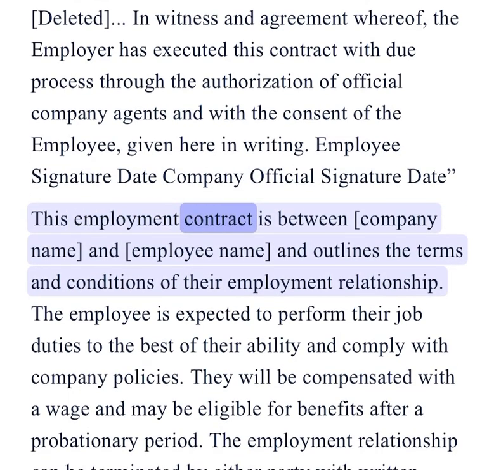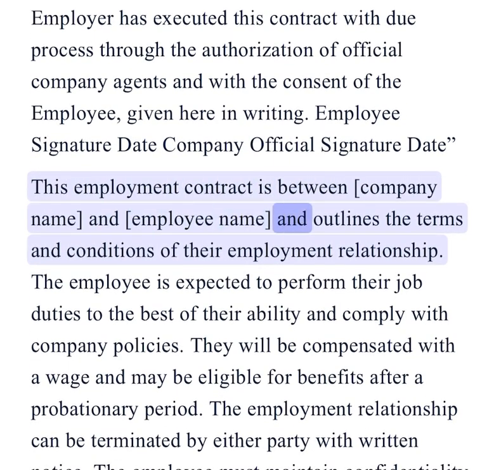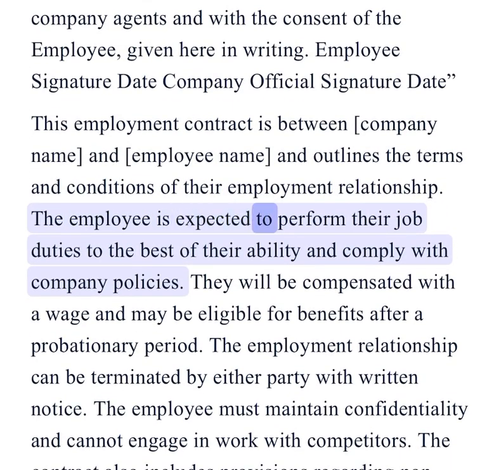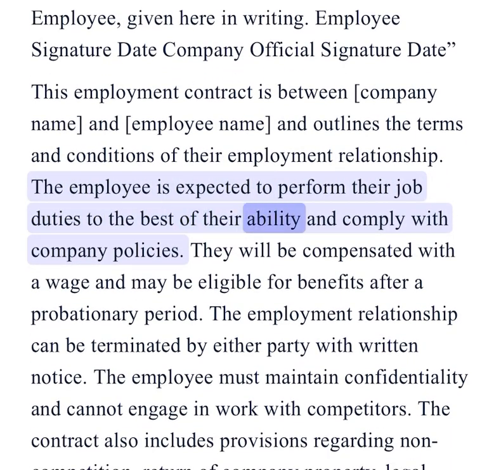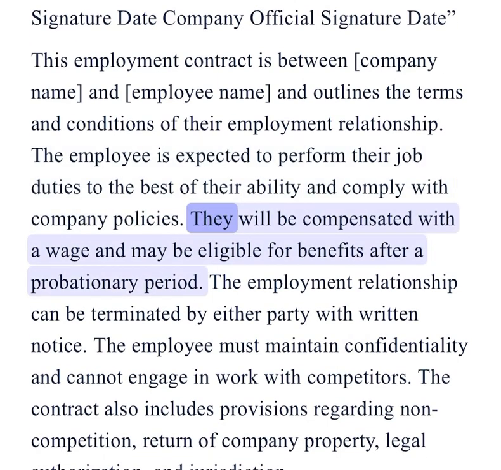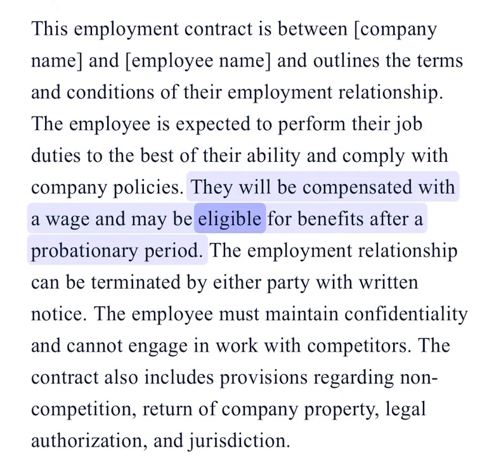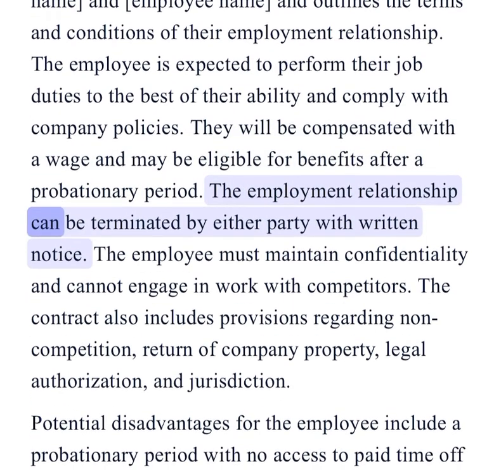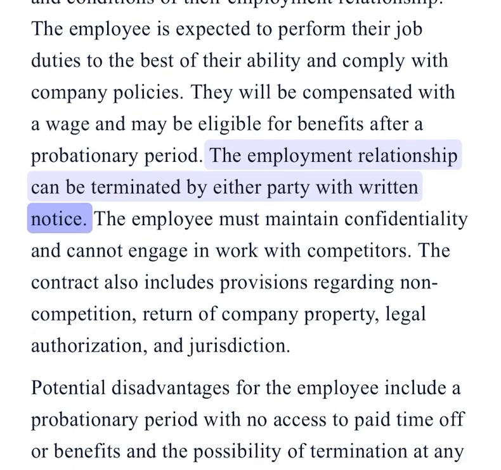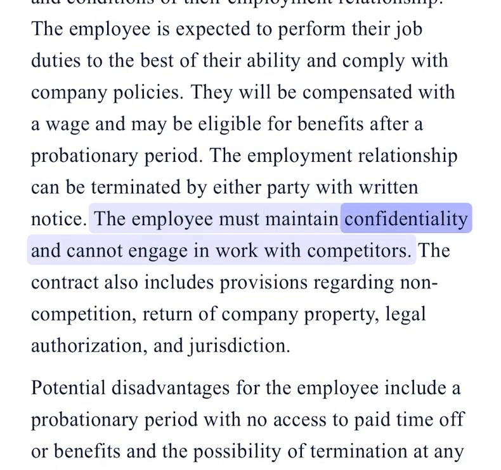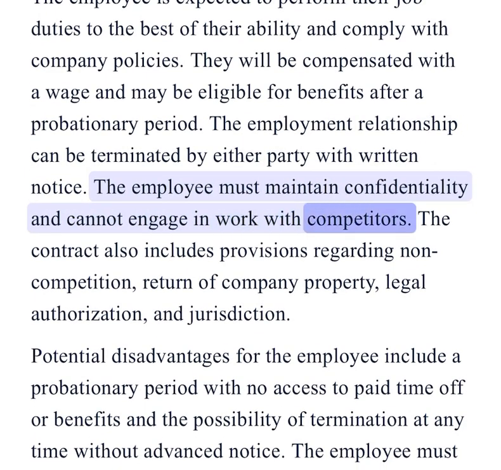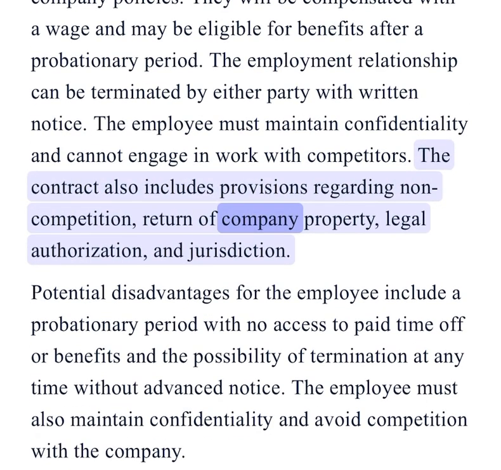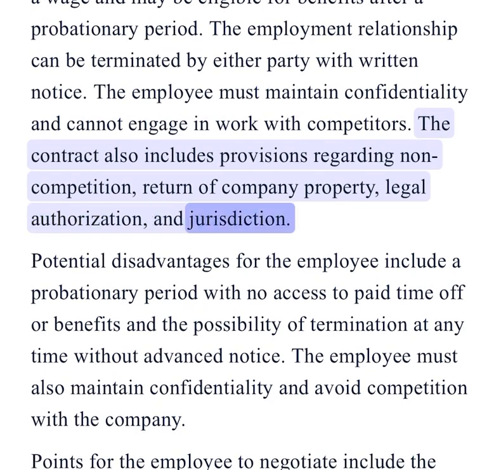This employment contract is between company name and employee name and outlines the terms and conditions of their employment relationship. The employee is expected to perform their job duties to the best of their ability and comply with company policies. They will be compensated with a wage and may be eligible for benefits after a probationary period. The employment relationship can be terminated by either party with written notice. The employee must maintain confidentiality and cannot engage in work with competitors. The contract also includes provisions regarding non-competition, return of company property, legal authorization, and jurisdiction.